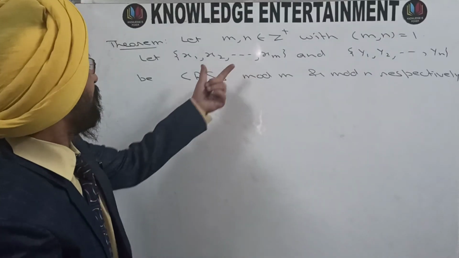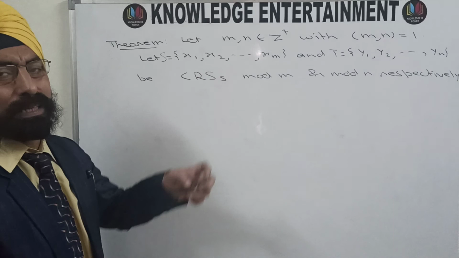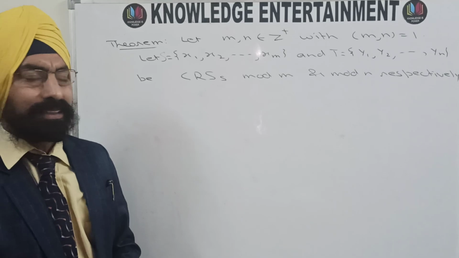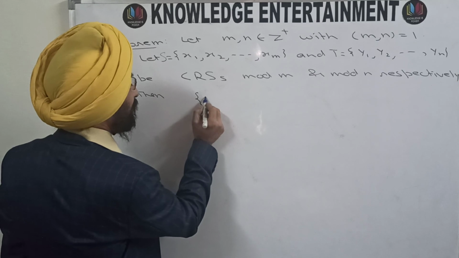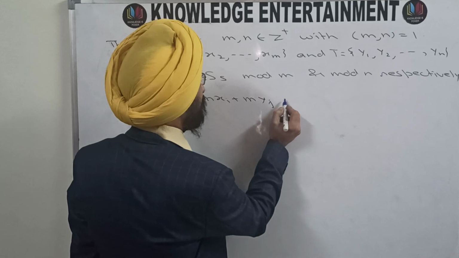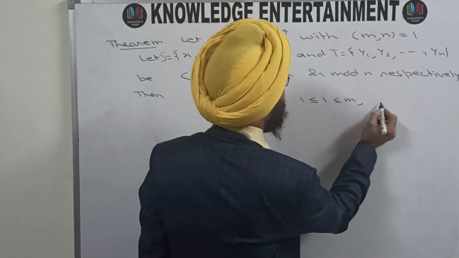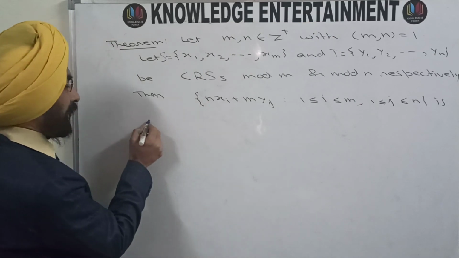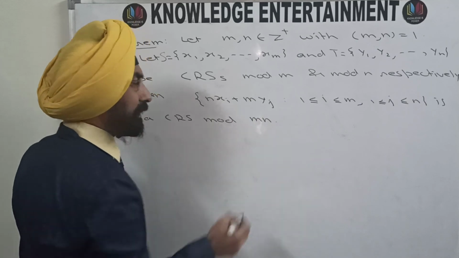That means I have taken this set, I'll name it S, and this one I'll name T. So S is a complete residue system modulo m and T is a complete residue system modulo n. Then this set, n times xi plus m times yj, where i is running from 1 to m and j is running from 1 to n, is a complete residue system modulo mn. This we have to prove.